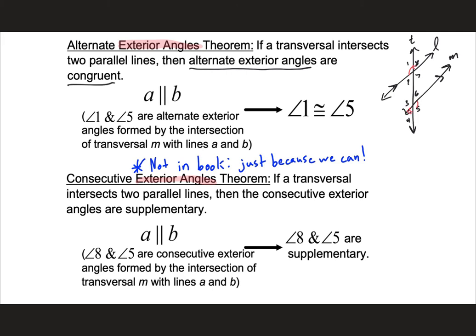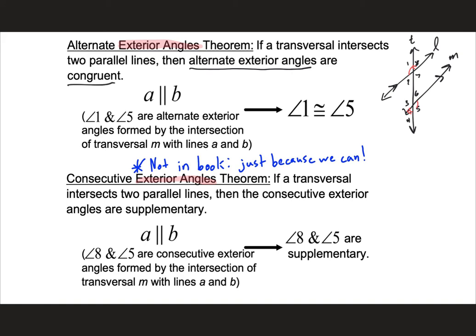And then consecutive exterior angles, that would be 1 and 4, and then 8 and 5. And those are supplementary. Now this one is not in the textbook, but you can prove it because it is a theorem, and therefore we include it because you can prove it.